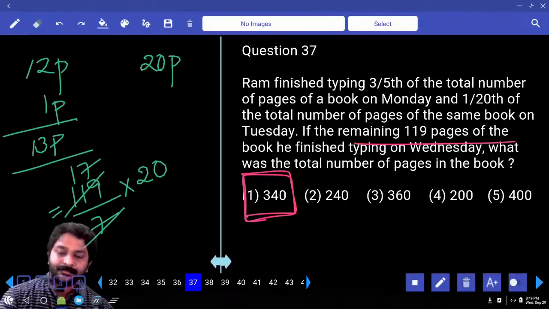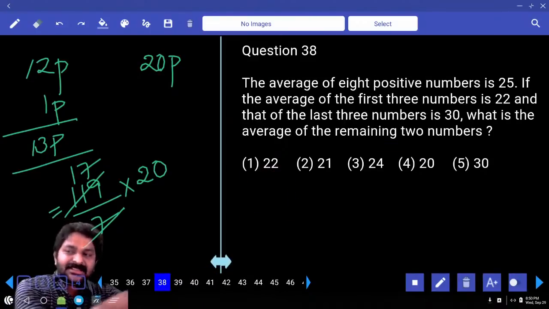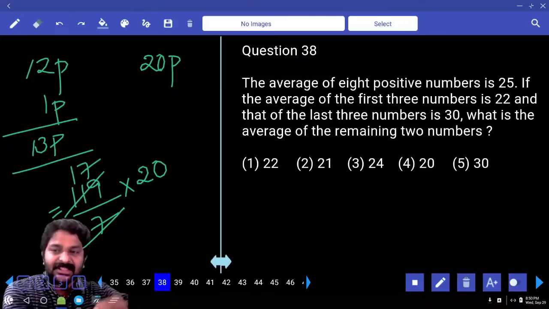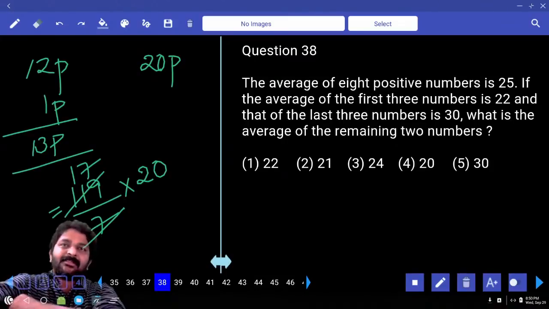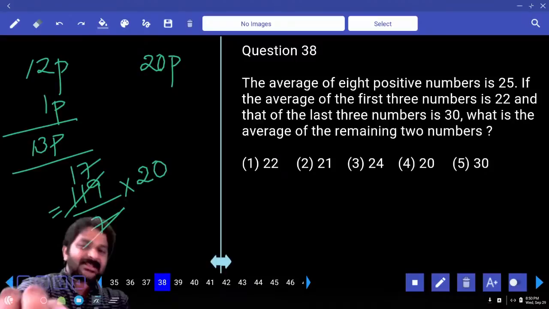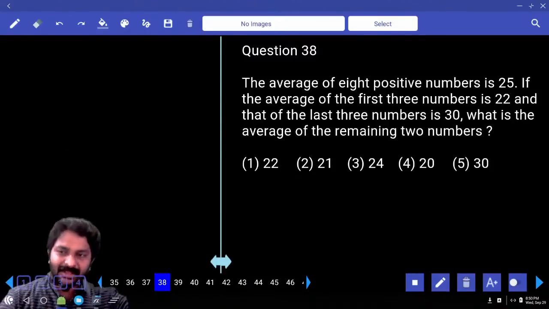Next, question 38. The average of 8 positive numbers is 25. The average of the first 3 numbers is 22 and the last 3 numbers is 30. What is the average of the remaining 2 numbers? The majority of the people have not listened to my average class, so I'll tell you one way. After that, I'll tell you another way also.